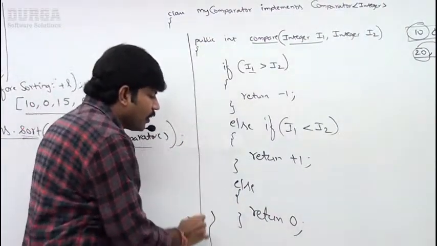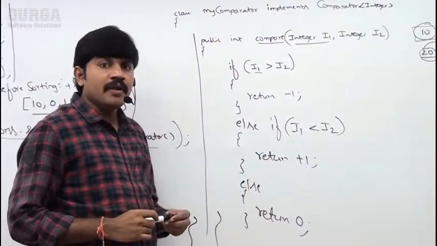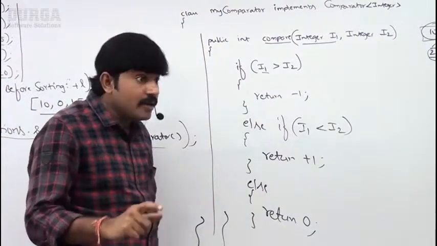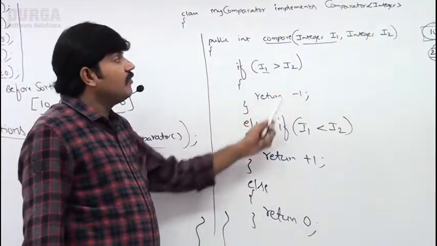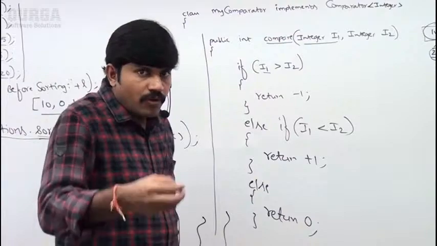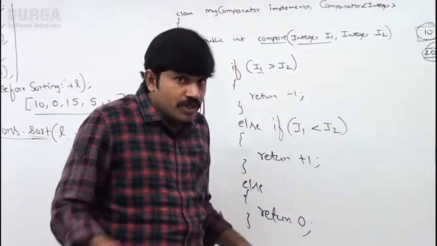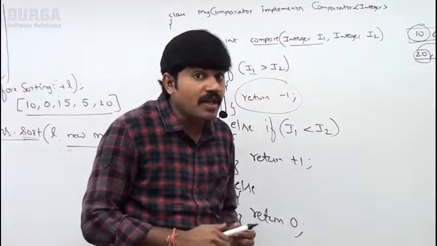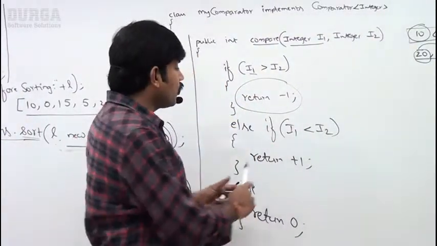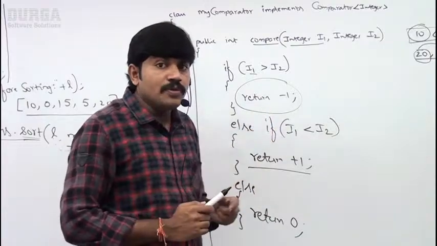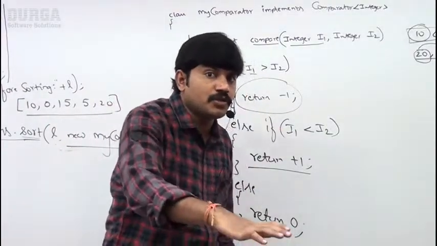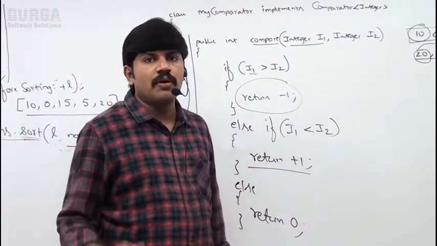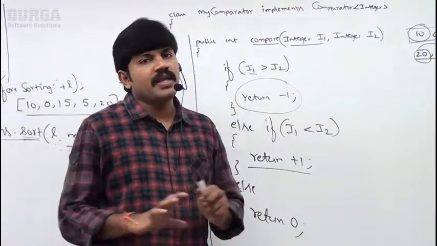If you implement like this, the JVM always uses the compare method, and based on the return value it arranges the elements. If you return -1, then OBJ1 should come before. If you return +1, then OBJ1 should come after OBJ2. If you return 0, then that element by default won't be inserted.